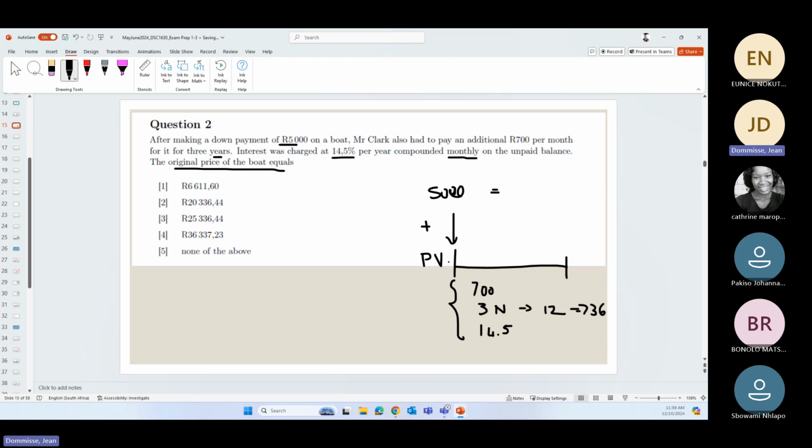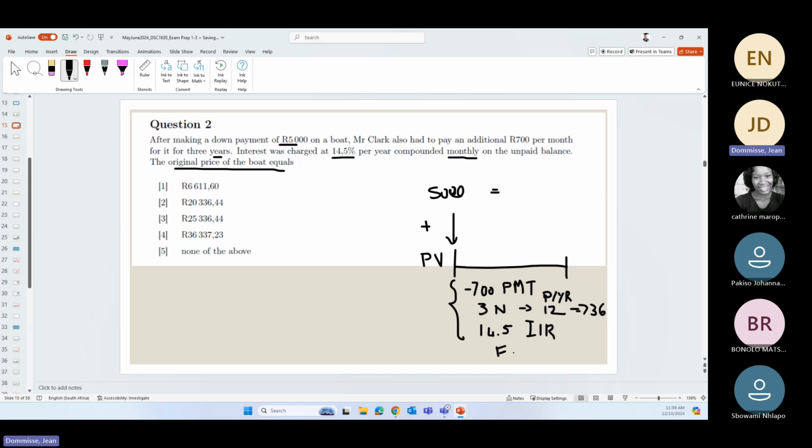Okay, so let's see. This we can work out with a payment of 700 PMT for 3 years, with payments 12 times per year. That will be our interest rate.